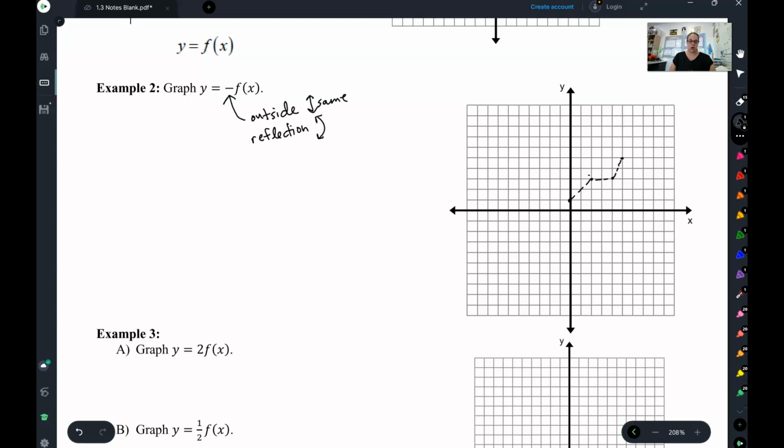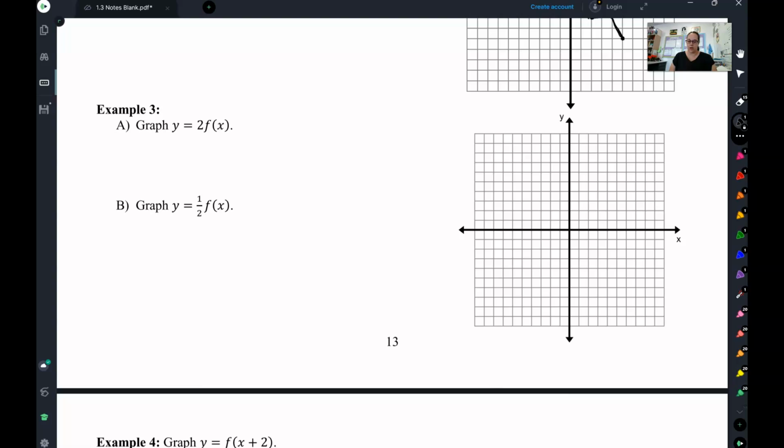So I'm going to take all these points that I drew over here and reflect them across the x-axis. So reflect that one across, reflect that one across, reflect that one across, reflect that one across. And there's our graph. We're done.